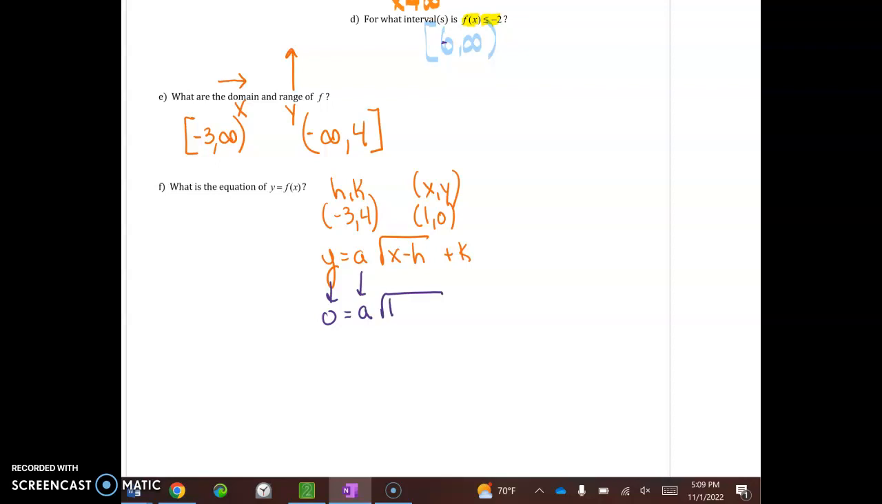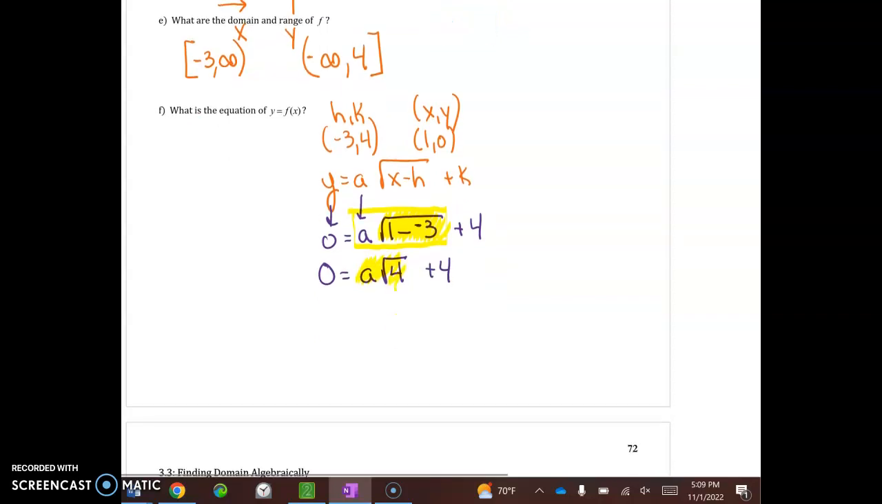x is 1, and then I will subtract my h, which is -3, and then I'll add my k, which is 4. So just like before, we kind of want to hang out in this area right here, but more specifically, I want to get this down to a nice number. So here goes 0, here goes a. 1 subtracting -3 is just 1 plus 3, so I'll be taking the square root of 4. Again, I'm just working on this area right here.